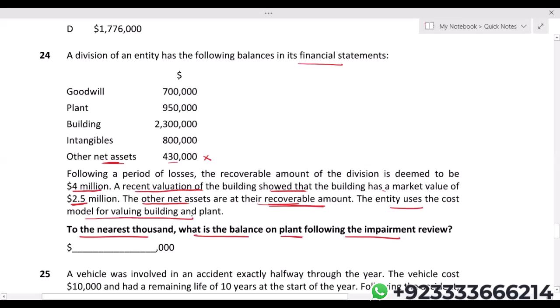Now listen carefully. Let me just use the calculator. Let us first calculate the total of this cash generating unit: 7 lakh plus 9 lakh 50,000 plus 2.3 million plus 8 lakh plus 4 lakh 30,000. Students, I'm getting 5.18 million.